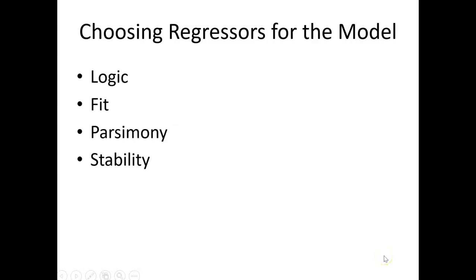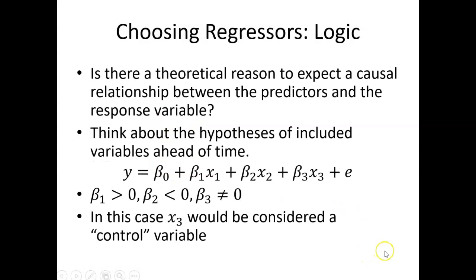So imagine you get a data set and you've got a lot of variables in there and you're trying to explain one of them with statistics. There are at least 4 things that you need to think about in terms of choosing the regressors for the model: logic, fit, parsimony, and stability. We'll go through each of these one by one.